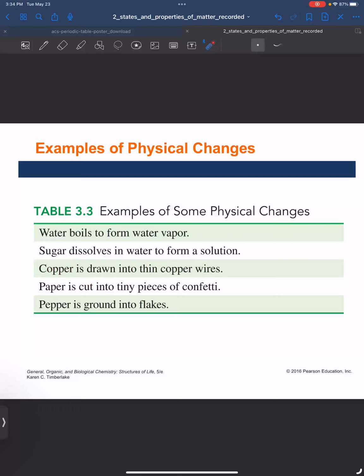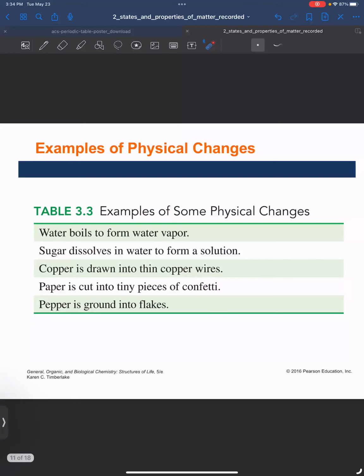Paper is cut into tiny pieces of confetti. Once again, the identity of the paper is not changing. We're just changing the shape. And pepper is ground into flakes. Once again, not changing the identity of the pepper, just changing the shape.